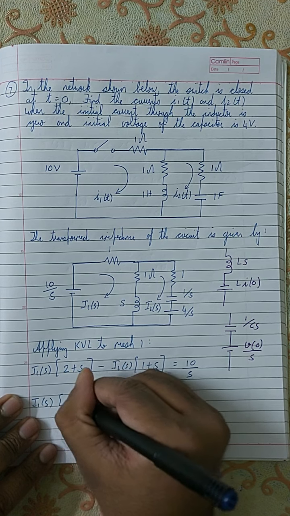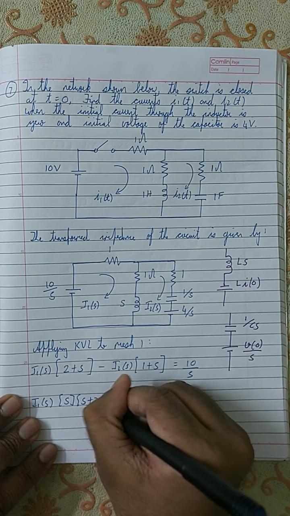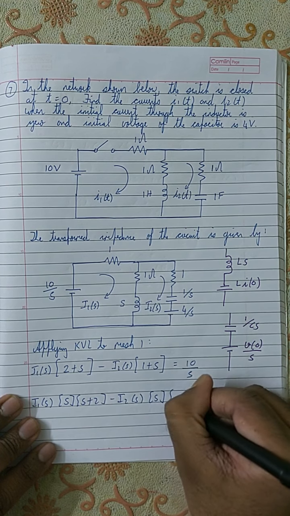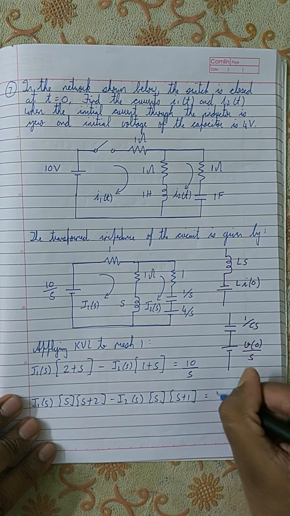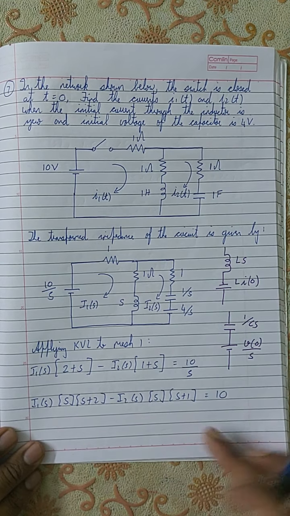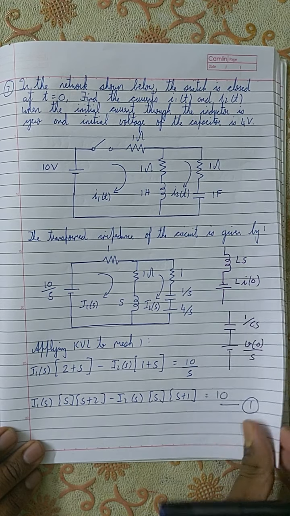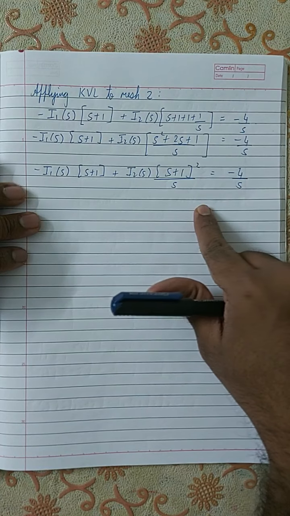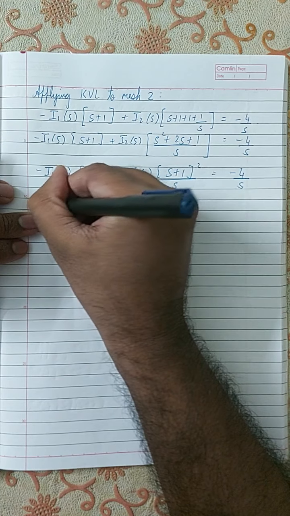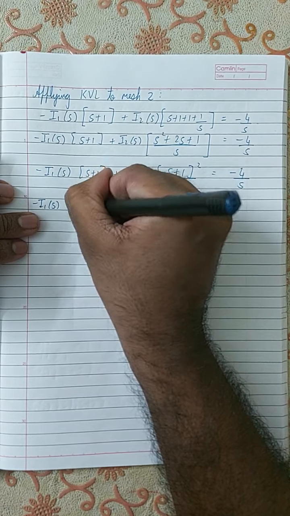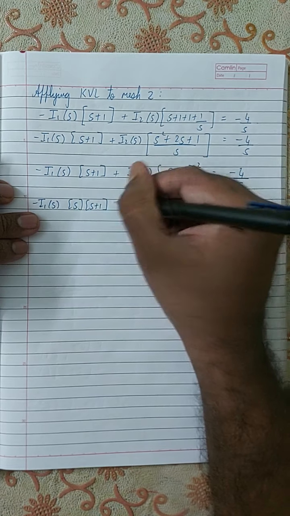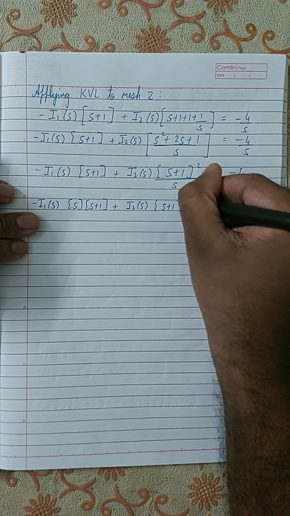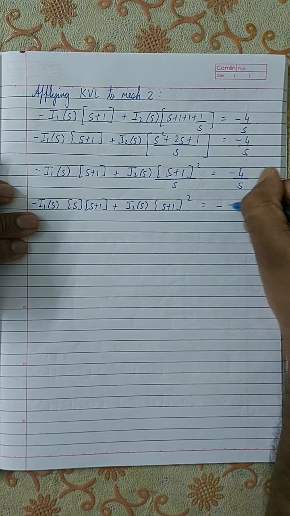I1 of s into s plus 2 minus I2 of s into s plus 1 is equal to 10. This is the equation for mesh 1. Now for the equation for mesh 2, I need to multiply this entire equation with s, so you will get minus I1 of s into s plus 1 plus I2 of s into s plus 1 the whole square is equal to minus 4.